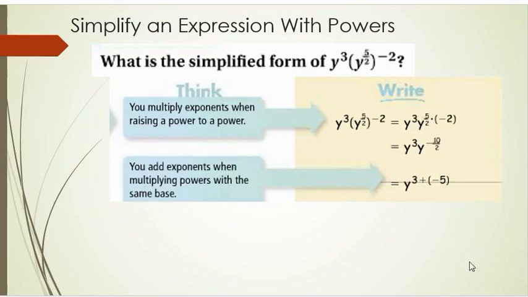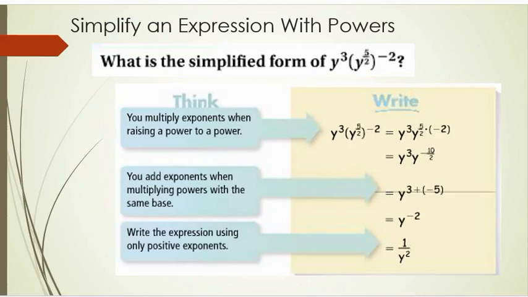You can simplify y to the -10 over 2. That really is -5. So you add exponents when you multiply. So that means now you have y to the 3rd plus -5. So think, what's 3 plus -5? Y to the -2. Think about what happens when you have negative exponents. So it's 1 over y squared.